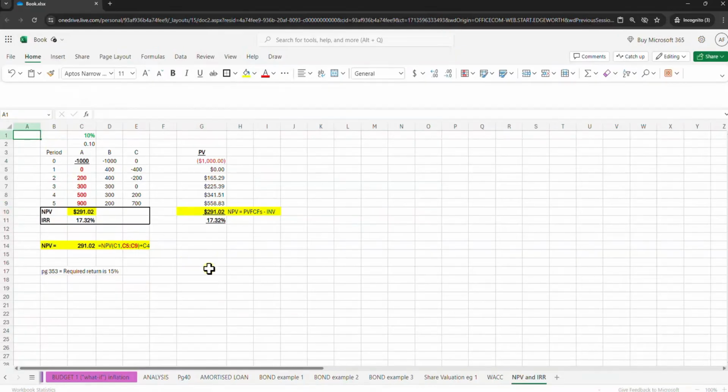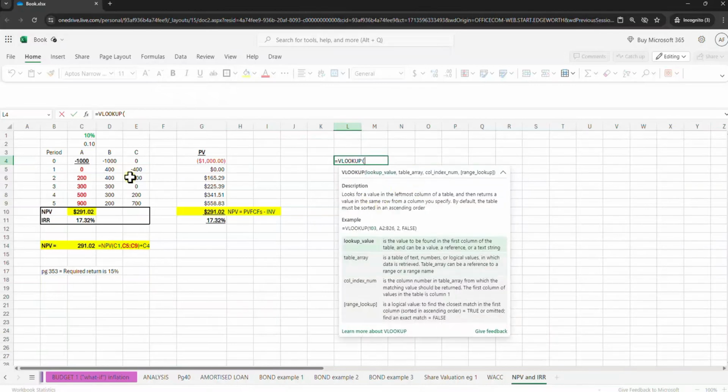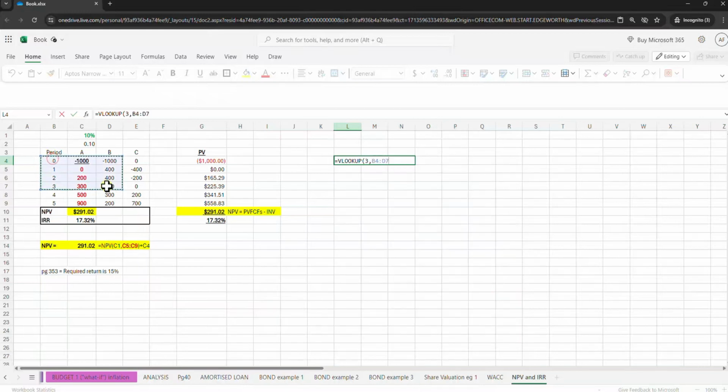All right. And then just with VLOOKUP, I see there's one other note in the textbook. VLOOKUP returns the first search result in a vertical list. So with VLOOKUP, you're just finding something in an array. If this was the array, I'm looking for a value. Let's say I want to know what the value is for B, for period 3. So I'm going to look up value 3 in the table. It's a table.